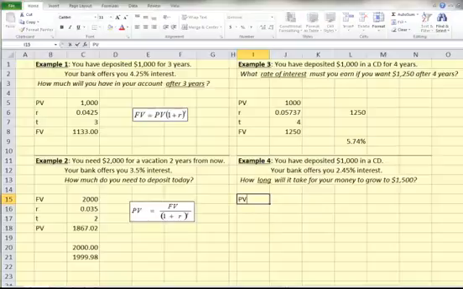Well, we have deposited $1,000 now, so that's our present value. Our bank offers us a 2.45% rate, so that's 0.0245. Divide by 100, which means the decimal moves 2 places to the left. How long will it take? T is unknown, but we do know that we want our money to grow to $1,500.